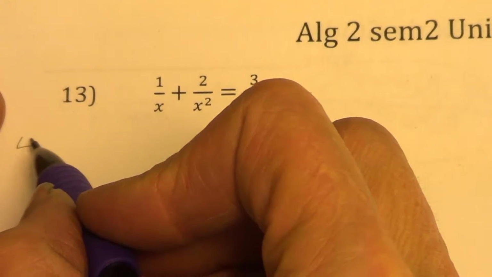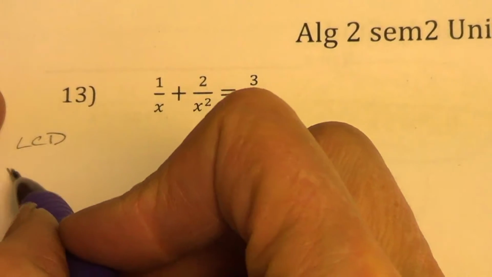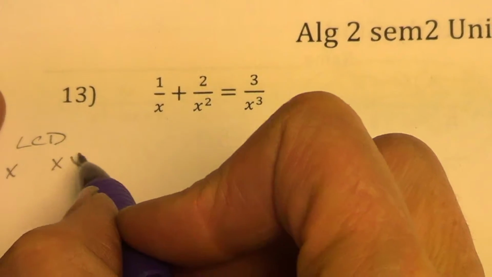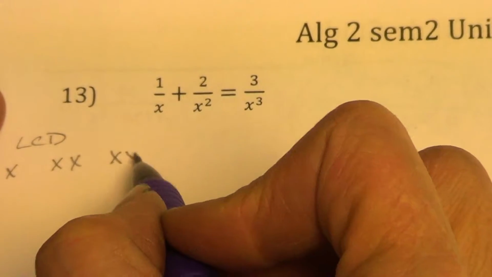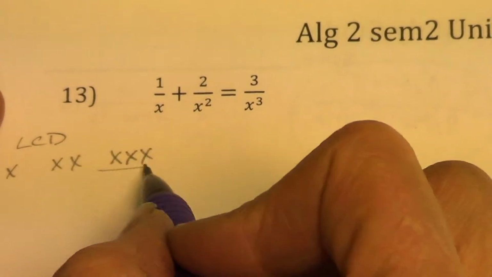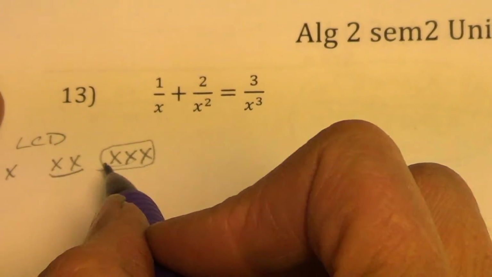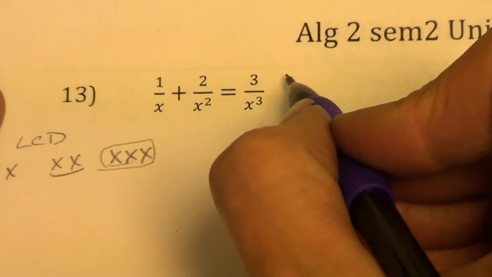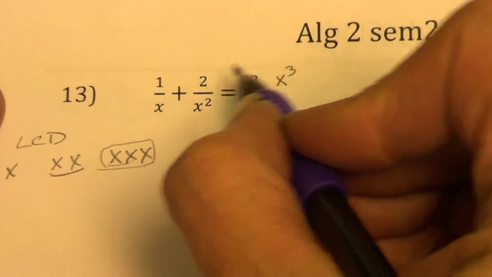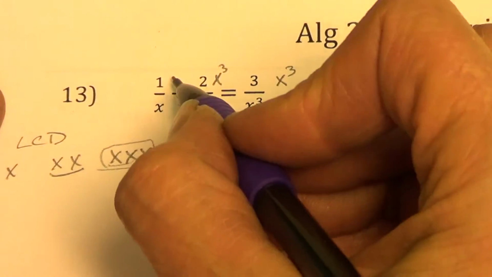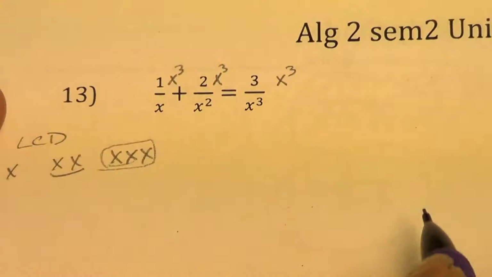So we've got an x, we've got an x squared, which is xx, and we've got an x cubed, which is xxx. So the x cubed would contain the x squared in it and the x in it. So we'll go with an x cubed as our common denominator. You multiply every term by that common denominator.